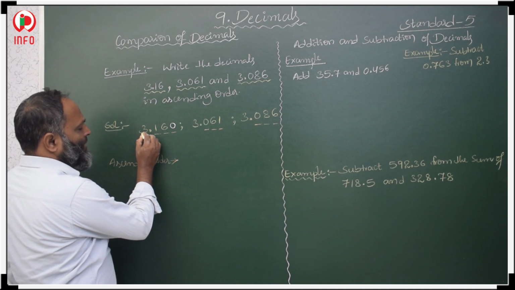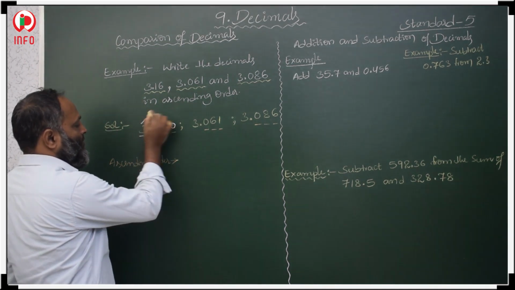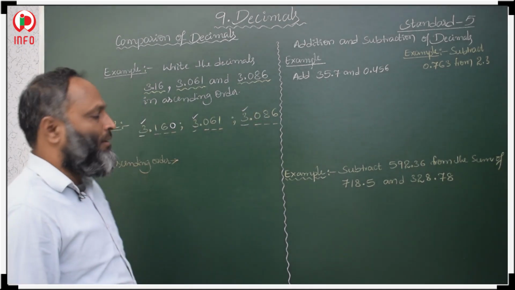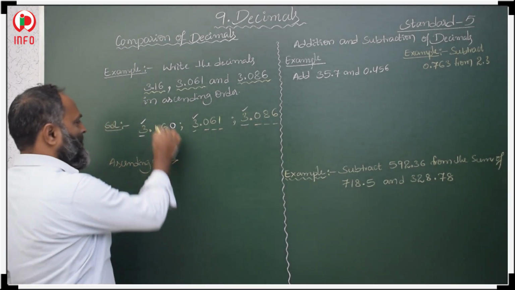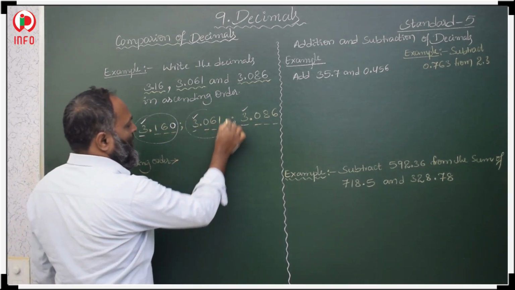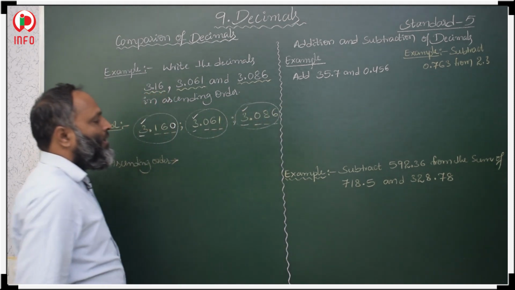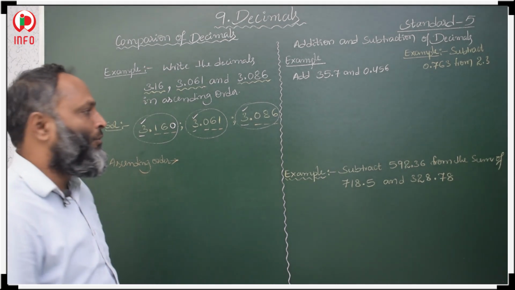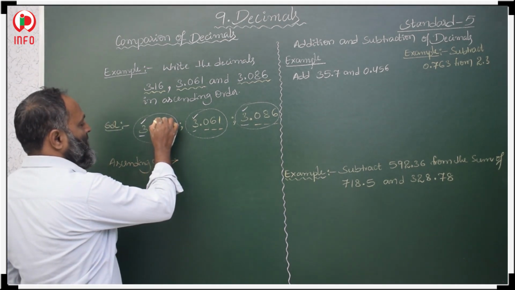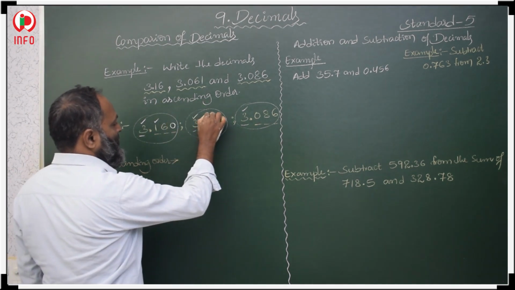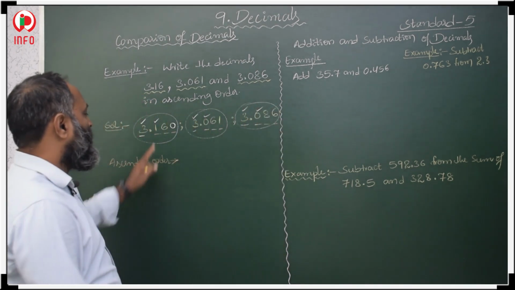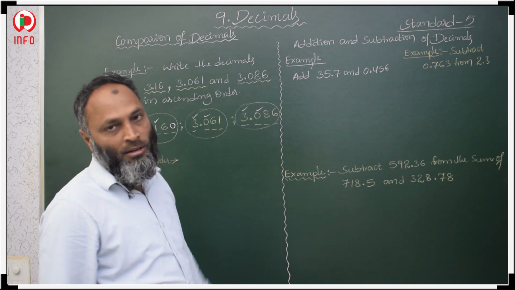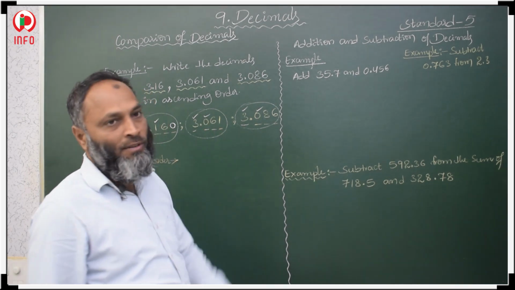See here, the first digit in ones place is 3, here 3 and here 3. So before the decimal we have 3, 3, 3, all are the same in the first, in the second and in this third. In the 3 numbers, the ones place is the same. If the ones place is the same, then we move to the tenths place. In the tenths place, here we have 1, here we have 0, here we have 0. 1 is bigger, so first we check the smaller ones. 0 and 0 both are smaller.